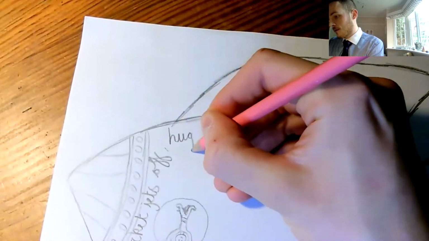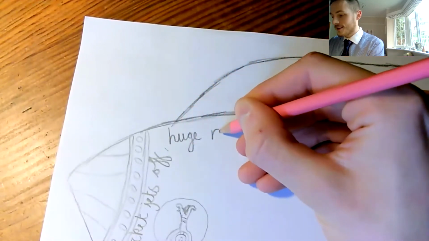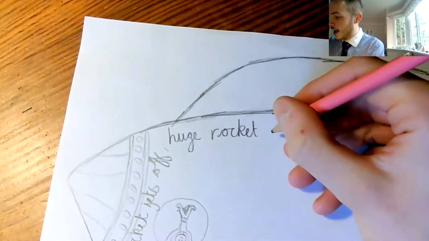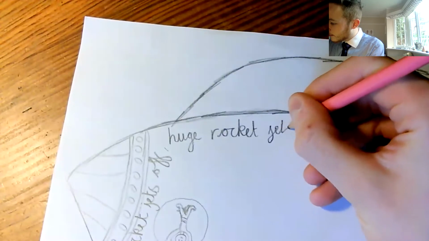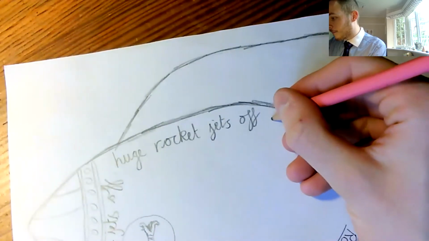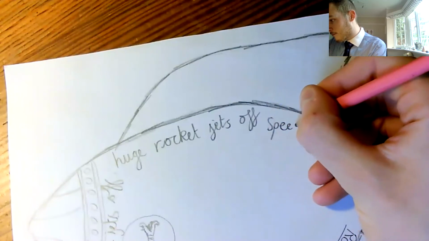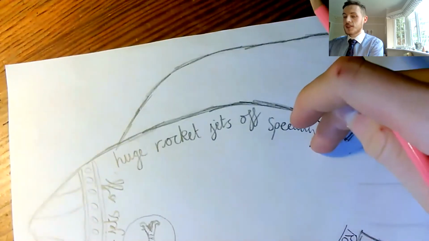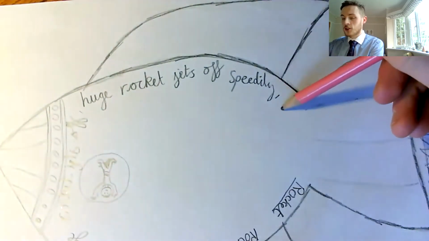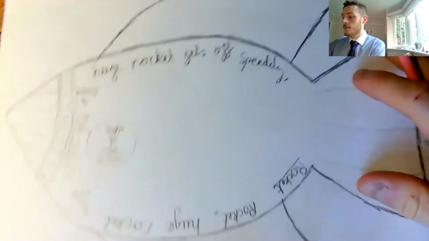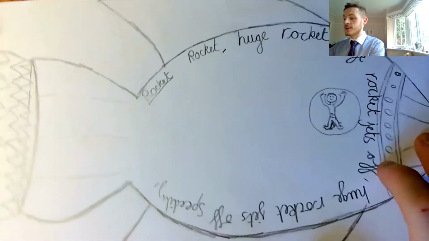Huge rocket jets off speedily. And then I've got another comma, and then I've got to go round again. I might need to go a line underneath my rocket space here. And that's then going to be my poem.